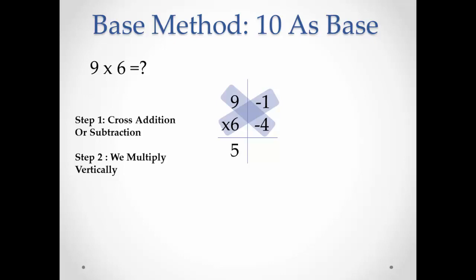Similarly, to get the right hand side of our answer, we will follow the second step, that is we multiply vertically. That is minus 1 times minus 4 is positive 4. So the answer is 54.